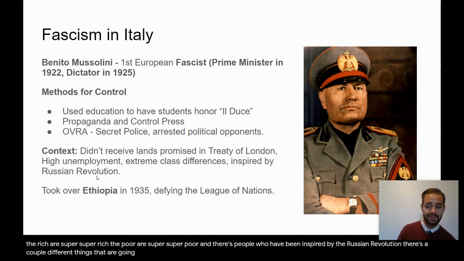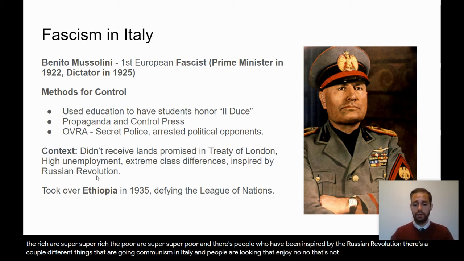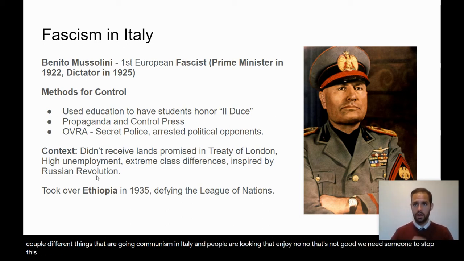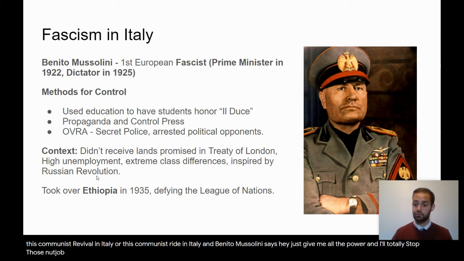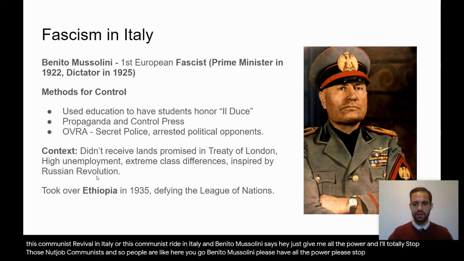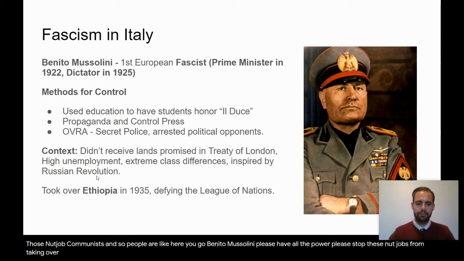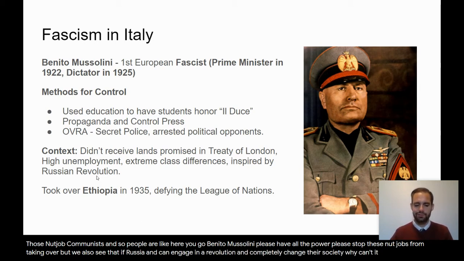One, there's a rise in communism in Italy, and people are looking at that and going, oh, no, that's not good. We need someone to stop this communist rise in Italy. And Benito Mussolini says, hey, just give me all the power and I'll totally stop those nutjob communists. And so people are like, here you go, Benito Mussolini, please have all the power. Please stop these nutjobs from taking over. But we also see that if Russia can engage in a revolution and completely change their society, why can't Italy do the same thing?